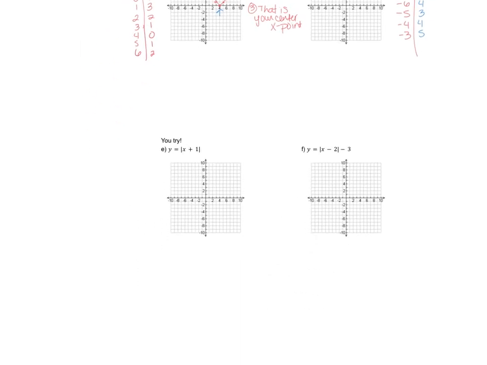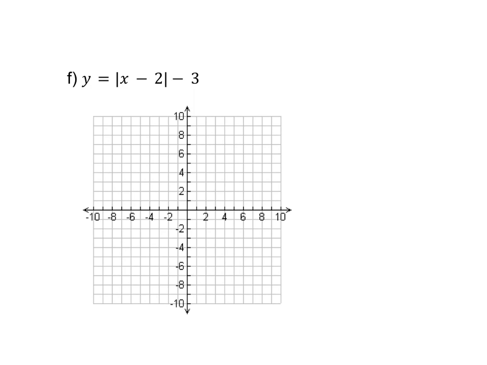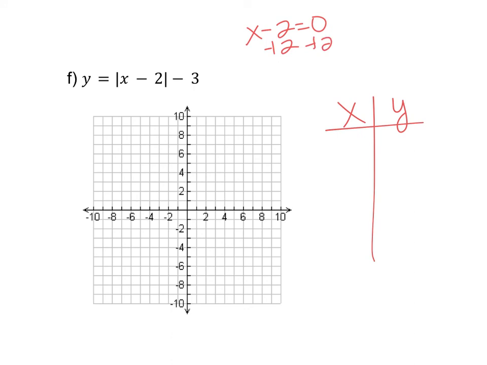Okay, so now let's just do one more. I'm going to do this one, and I'm going to go a little quick on this. So I've got to set the inside equal to 0. So x minus 2 equals 0. Add 2, x equals +2. So +2 is my center point. Now I'm going to pick 2 numbers smaller, so let's just do 1 and 0, and 2 numbers bigger, 3 and 4.